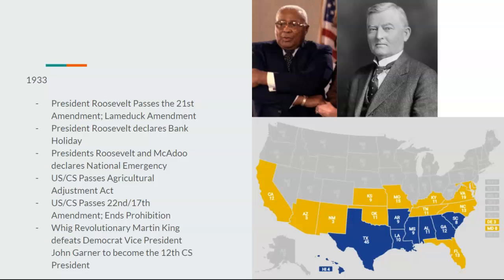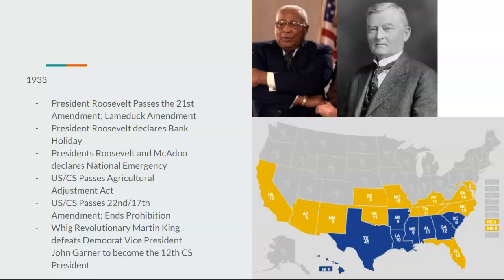McAdoo kind of late to that. The U.S. and CS pass their own versions of the Agricultural Adjustment Act, which is beneficial to the agricultural lands within both countries. However, both countries pass the 22nd and 17th Amendment respectively, which ends Prohibition. They're like, okay, this is a crap idea. Let's just end it.